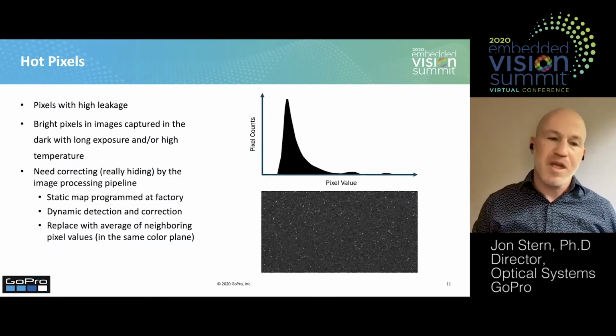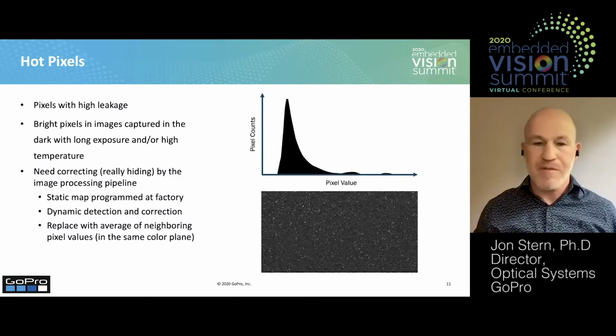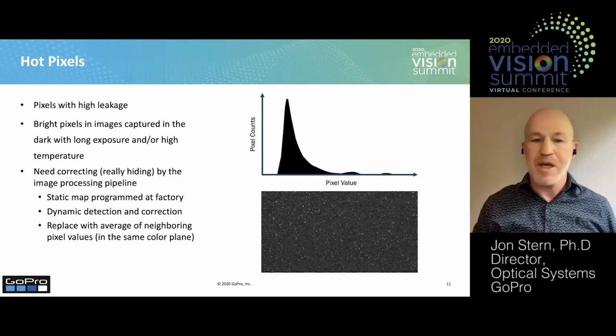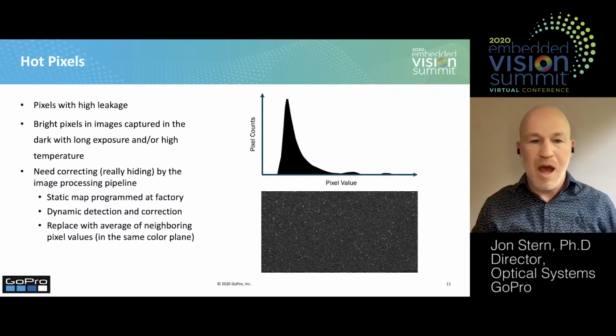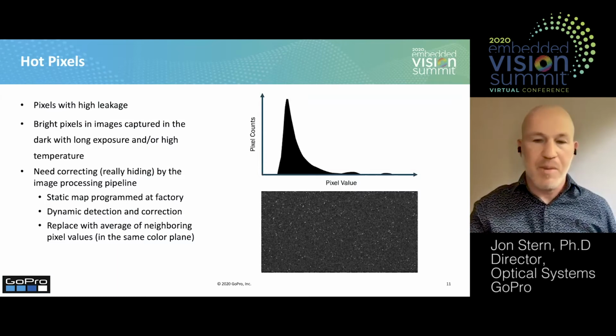And to do that, we can generate a static map that's programmed at the factory. We can use dynamic detection and correction, or a combination of static and dynamic. And then we can replace the hot pixels with the average of neighboring pixel values. If it's a color sensor, that should be from the same color plane.